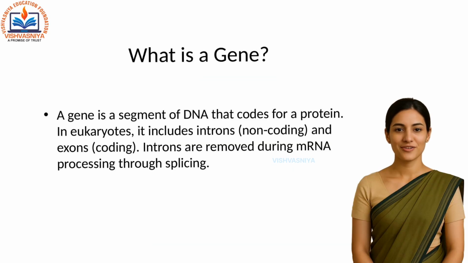So far, we've talked about traits, but what exactly is a gene? A gene is a sequence of DNA that codes for a protein or RNA. In eukaryotes, genes have coding parts called exons and non-coding parts called introns. During processing, the introns are removed through splicing to form mRNA.